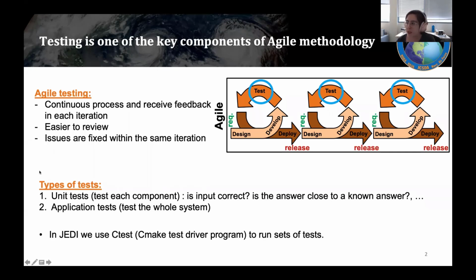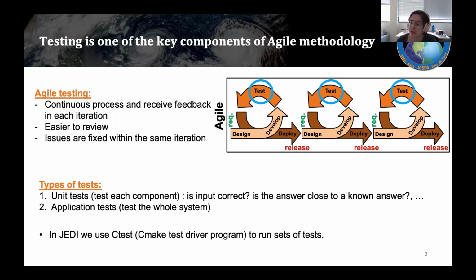So if we want to look at different types of tests in JEDI, we can roughly classify them into unit tests and application tests. By unit tests, what I mean is that these tests are very small tests that run really fast, and they test each component of the code. So something like, is the input correct? Or when I run this piece of code, is the answer that I get close to a known answer or not? Application test mostly refers to running a bigger piece of code or a whole system, and then again, comparing it to known answers.